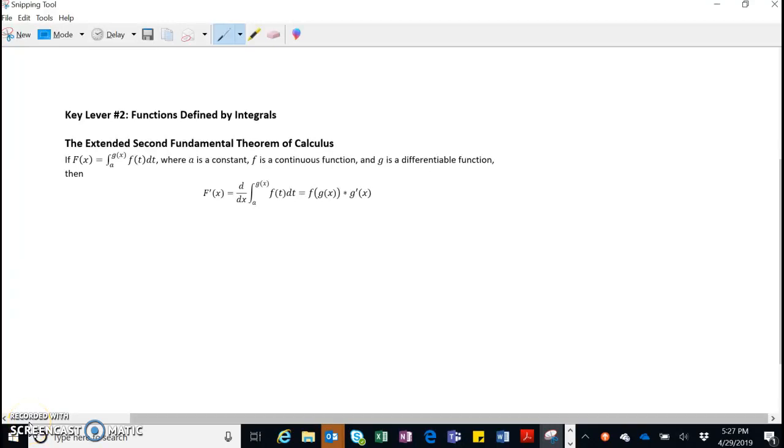Okay, so the second key lever for functional analysis involves this extended second fundamental theorem of calculus. We've seen this a lot in multiple choice settings where you're asked to take the derivative of an integral and you see a function as your upper bound. We are allowed to just take that upper bound and drop it into the function f that's sitting inside of our integral, and then multiply out by the derivative of that g of x function.